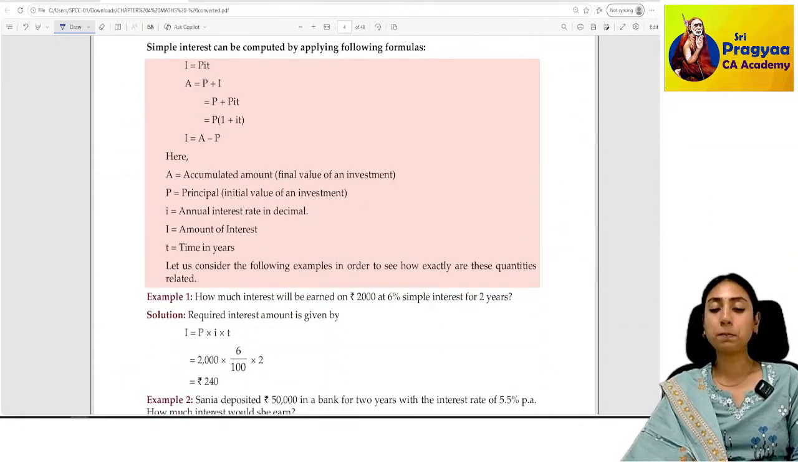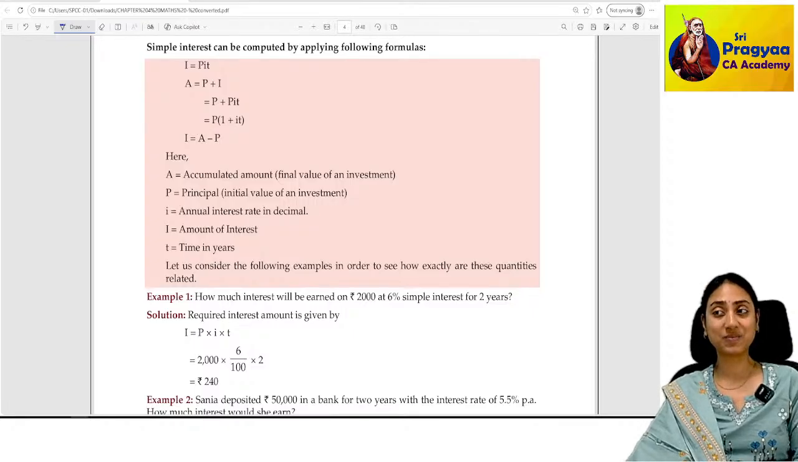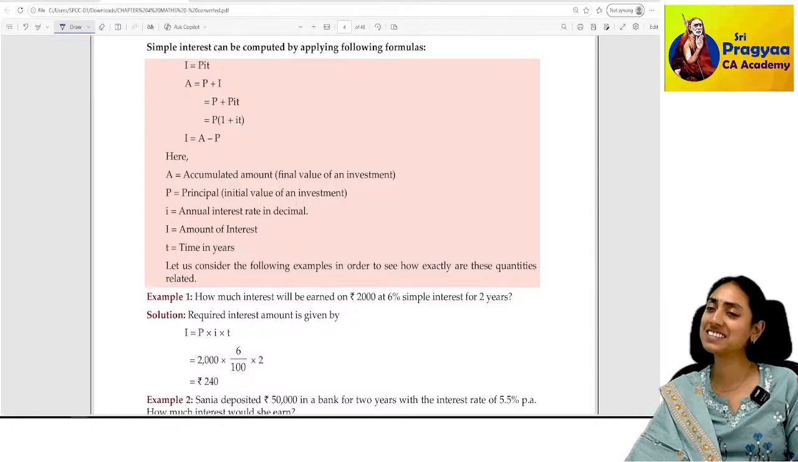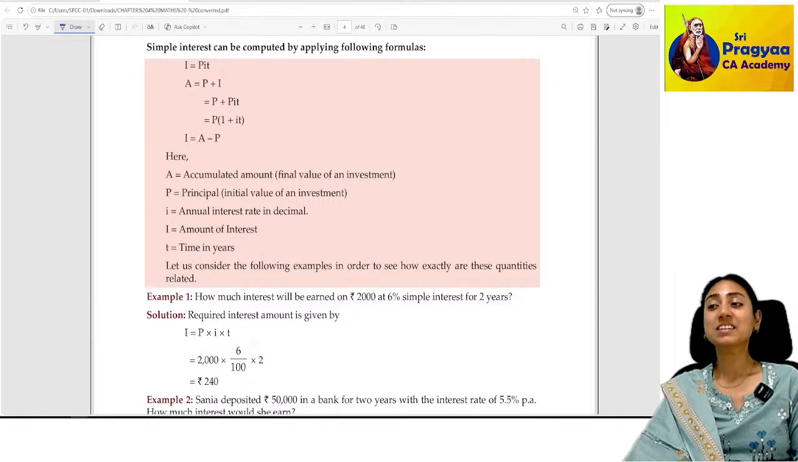Simple interest, everyone knows, right? How can you not know simple interest? It is again 8th, 9th mathematics. COVID batch. COVID batch. What syllabus are you? Oh, okay.